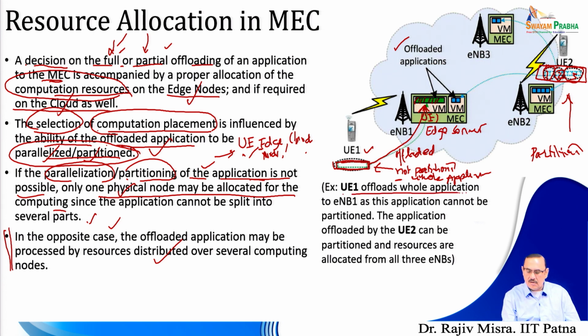So, this part offloads the whole application to the ENB, as this application cannot be partitioned, which we have already explained. The second part of this example says that the application offloaded by user equipment 2 can be partitioned. So, here you can see that this particular application is partitioned into 3 different modules, and therefore the resources are allocated from all 3 ENBs.